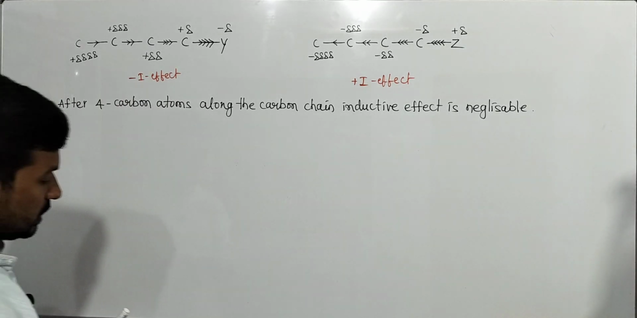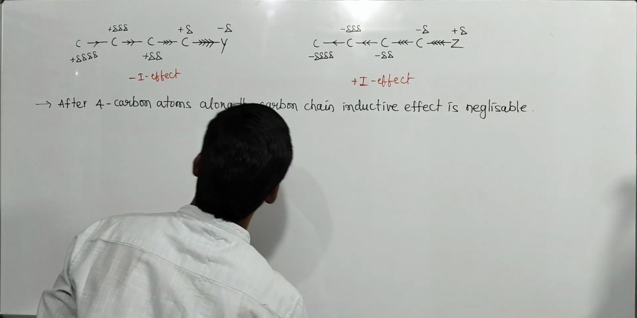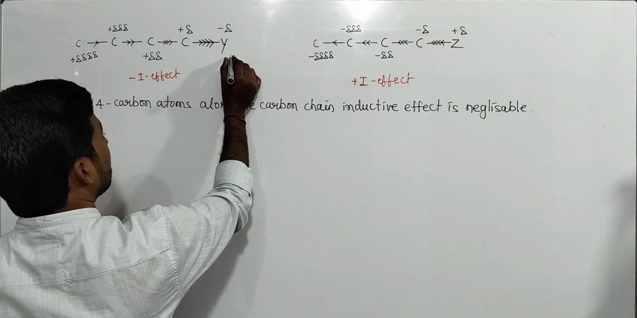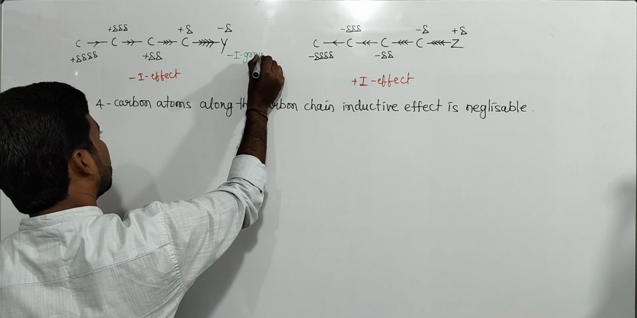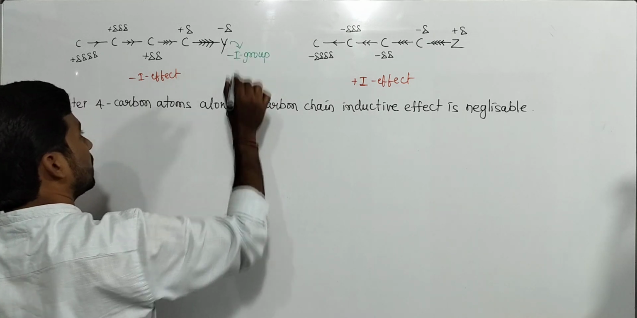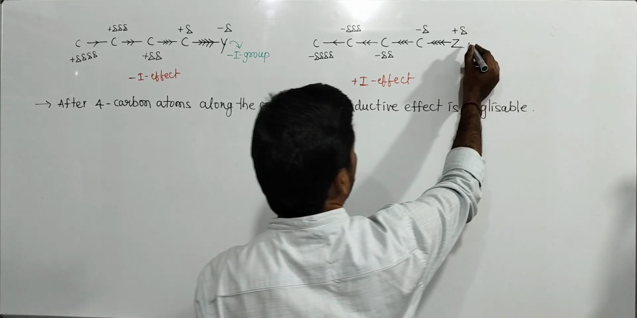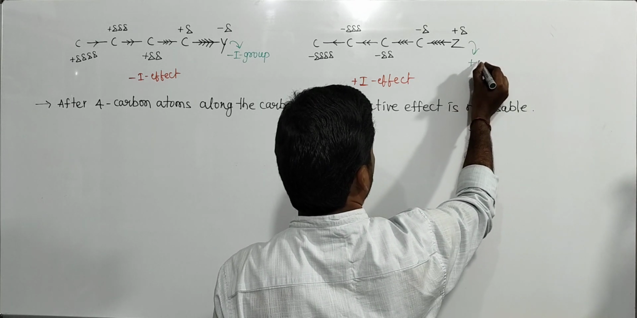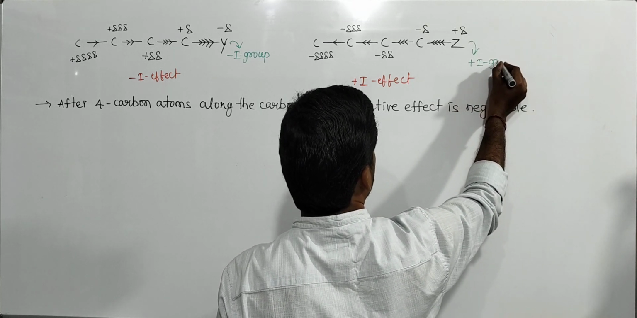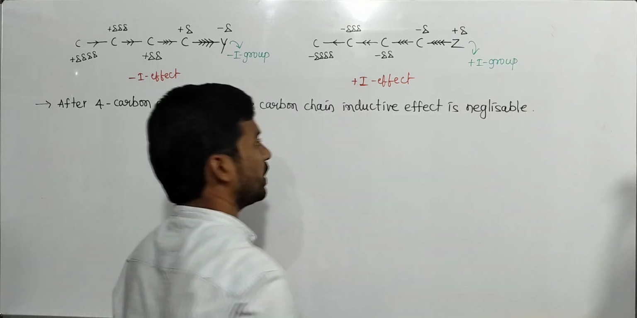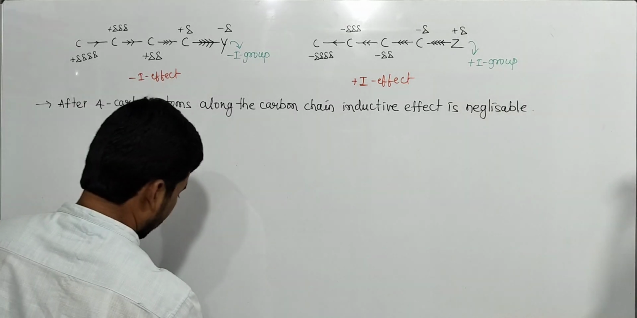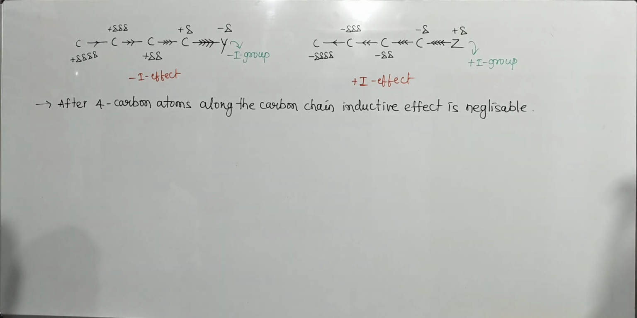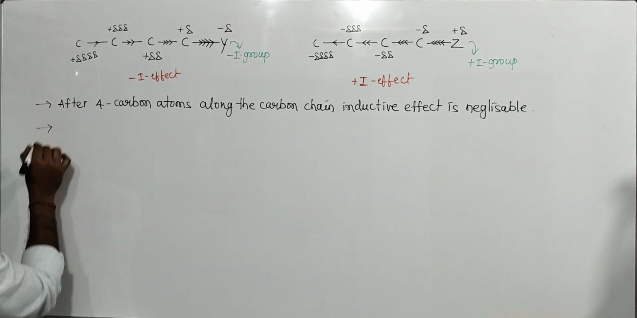The group which causes the negative inductive effect is said to be a minus I group. Here Y is what? Y is a minus I group. Here Z is what? It causes the plus I effect, so it is called a plus I group. Positive inductive group, negative inductive group. So the inductive effect is of two types. So I want to write the second point.